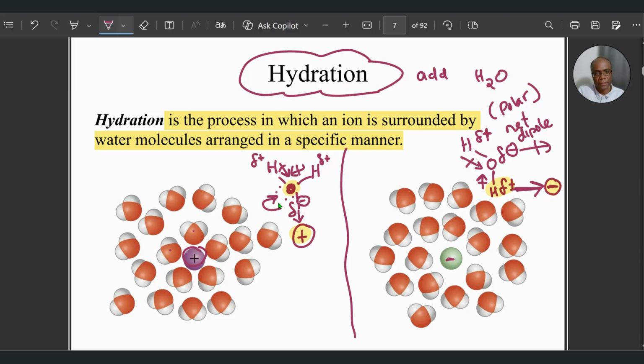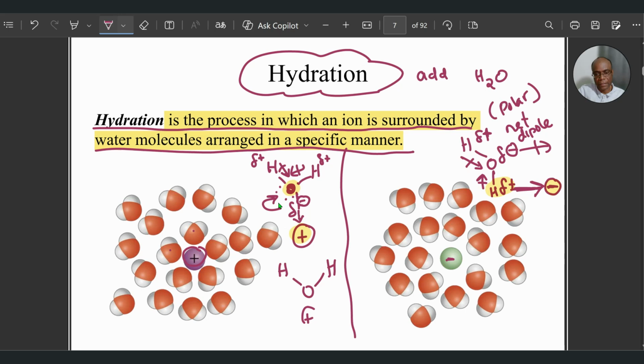which is why it's saying that hydration is a process in which an ion is surrounded by water molecules arranged in a specific manner. So if it's cations, the water has to face the cation, because oxygen is partially negative, cations are positive, opposite charges attract. If it's an anion, then the hydrogen has to face the anion. Hydrogen is partially positive in water, the anion is negative. So that's what this diagram is showing.